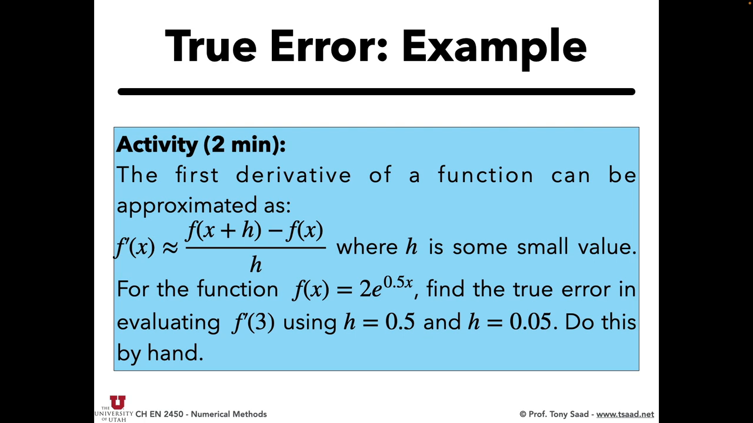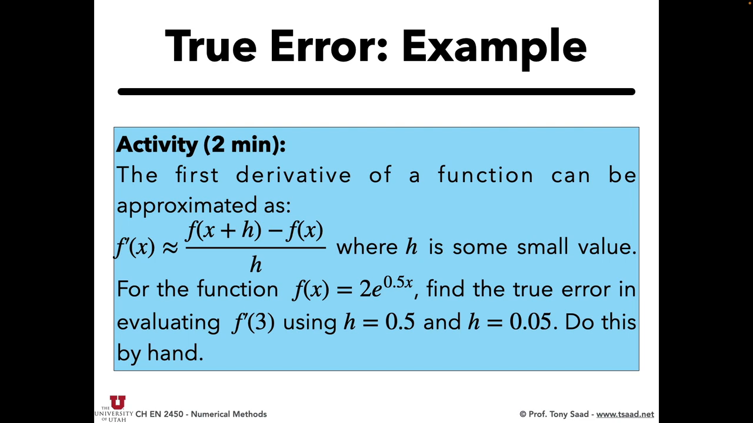So to do this example, you want us to use that approximation for the derivative, and use the two different h values, and then we're subtracting one from the other? No, you're evaluating the true error. With h equals 0.5 you get one approximation. Subtract that from the true value. That gives you an error, a true error. What's the true value?